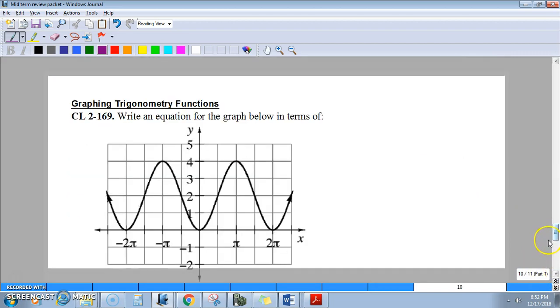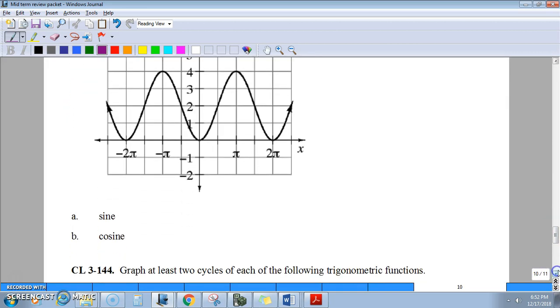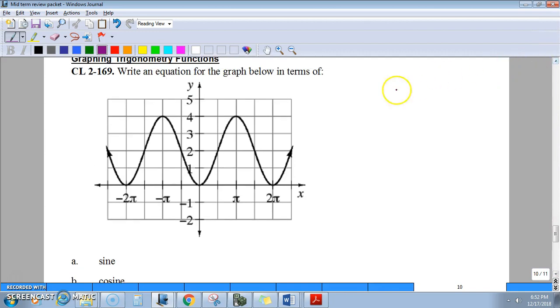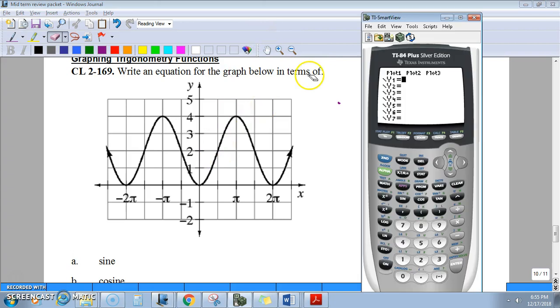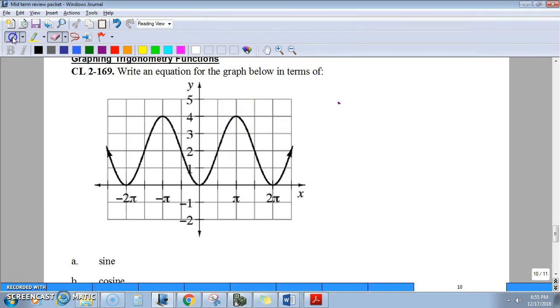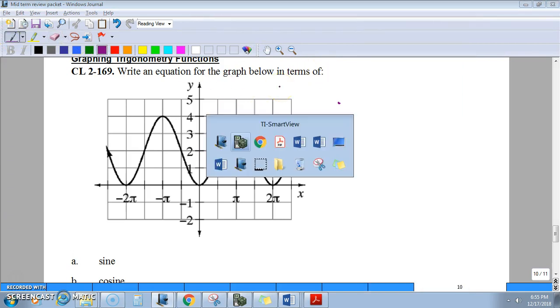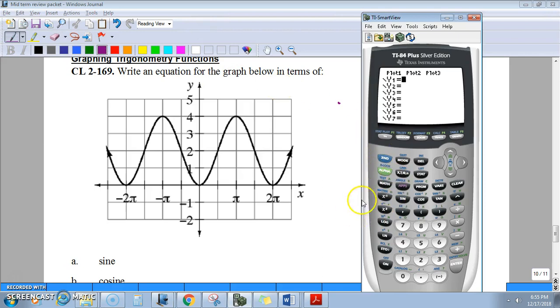Okay, write an equation for the graph below in terms of what? In terms of sine and cosine. Okay. That's easy enough. All right, so you know what? Let's just graph. What does a normal sine curve look like? Let's start with the sine. We do sine of x. Make sure you're in radian mode. I already checked. And we'll graph.